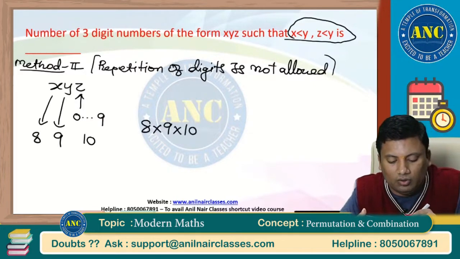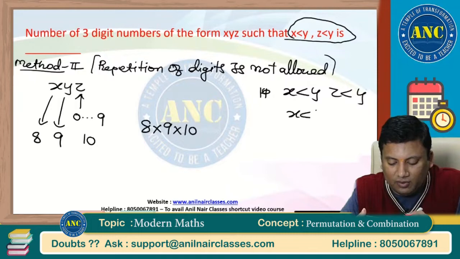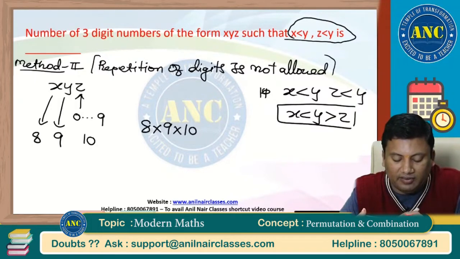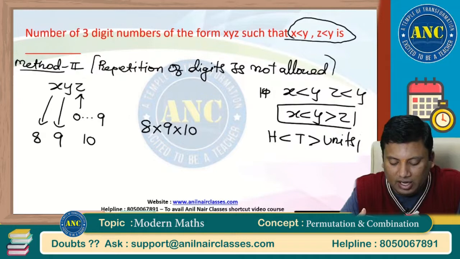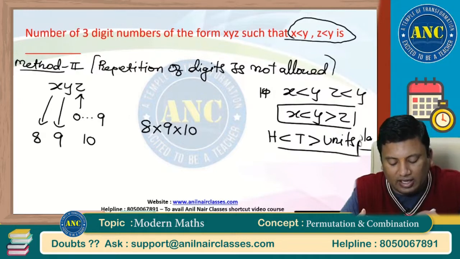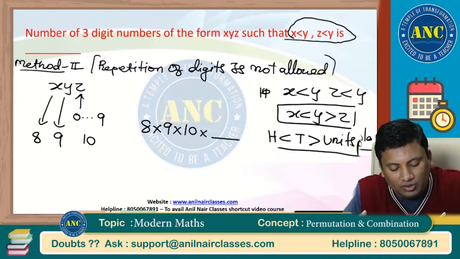Yesterday I told you this logic: hundreds place less than tens place greater than units place. Three place values can arrange among themselves in 3 factorial.